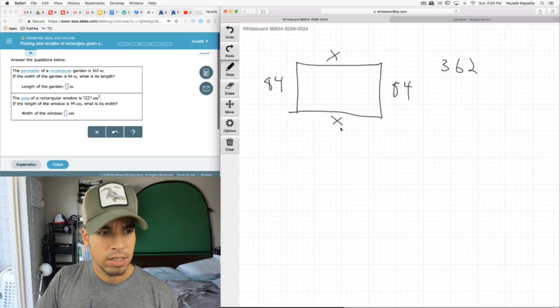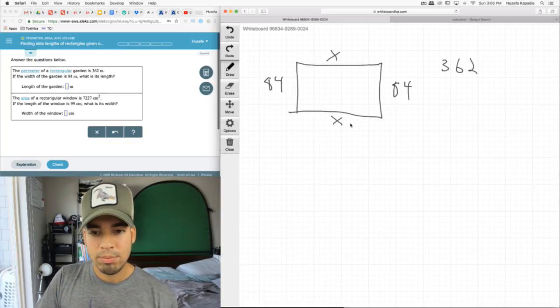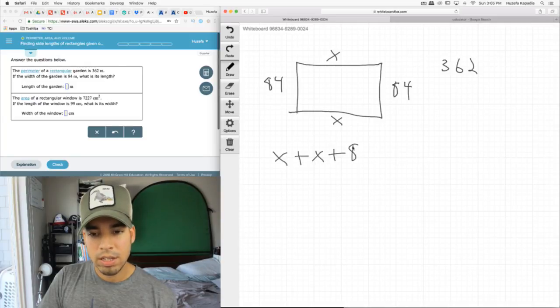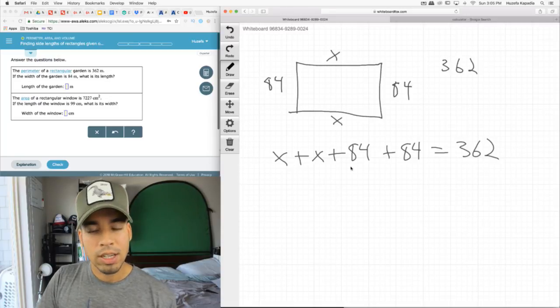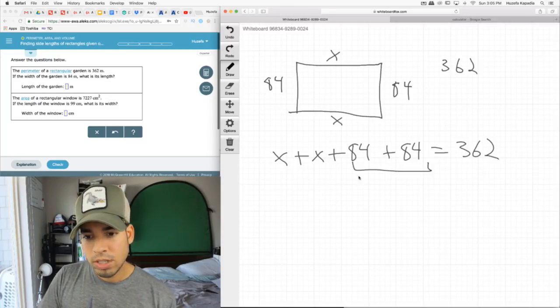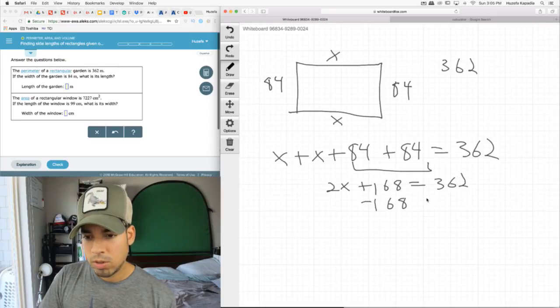So here's how we got to figure this out. We know that perimeter is adding up all the sides. So it'd be x plus 84 plus 84, and all of this equals 362. Now we just got to isolate and solve for x. So 84 plus 84 is 168. x plus x is 2x equals 362. I'm going to subtract 168 from both sides, so I'm trying to isolate.